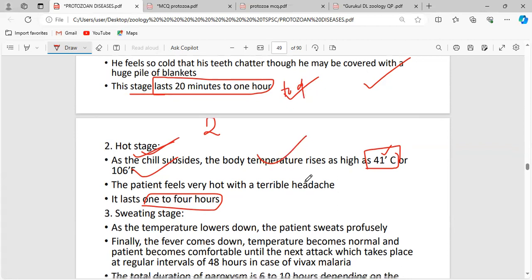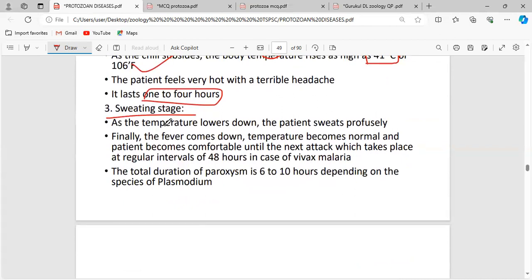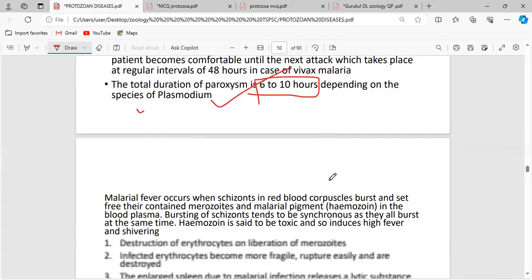And after this hot stage, they experience the sweating stage. As the temperature lowers, the patient sweats profusely. So sweating is also another symptom. This stage lasts 6 to 10 hours depending upon the species of Plasmodium. Okay, fine.